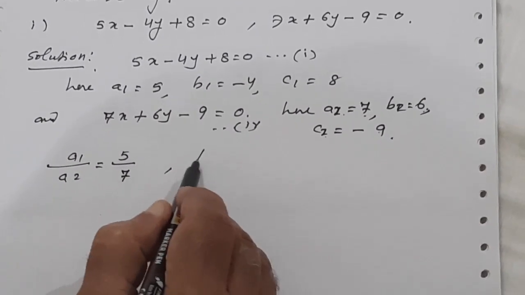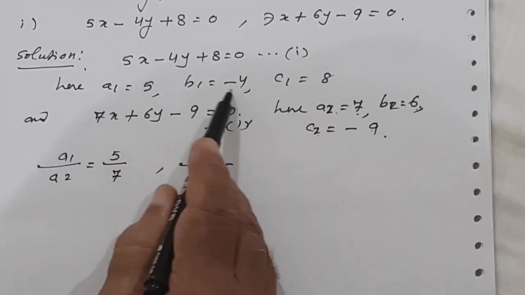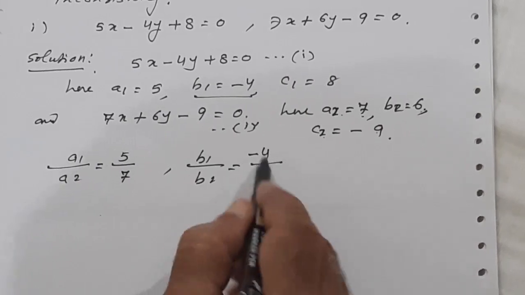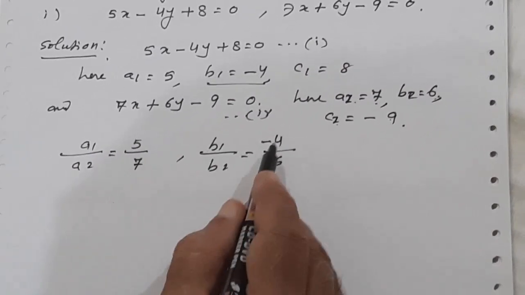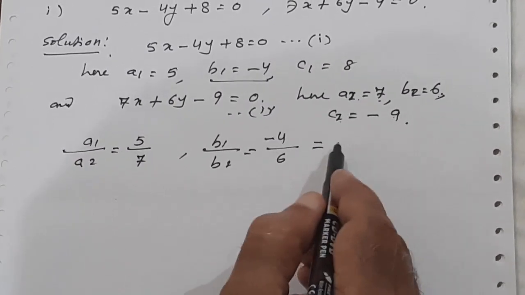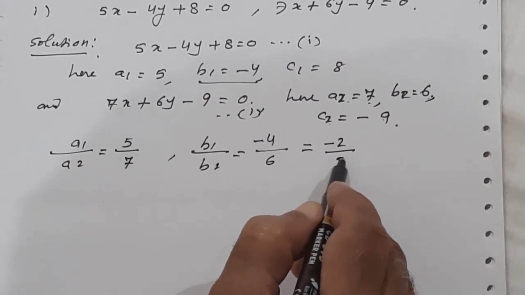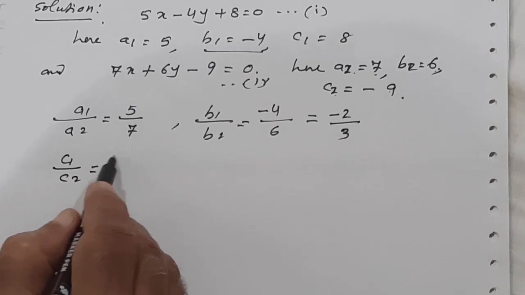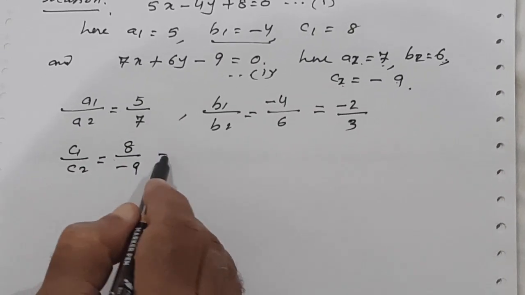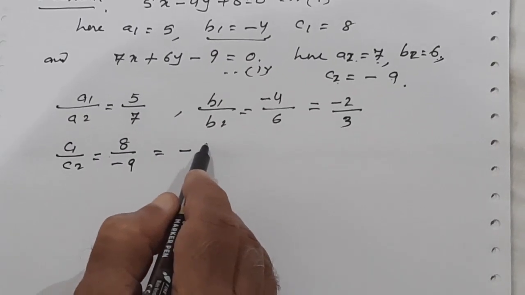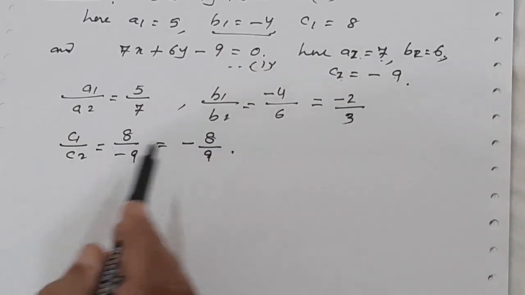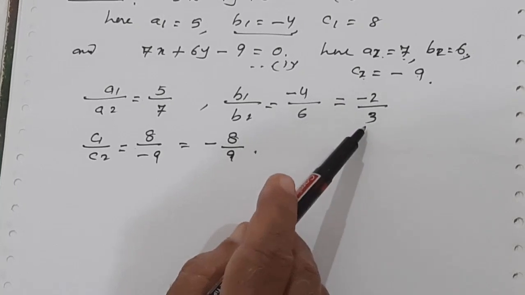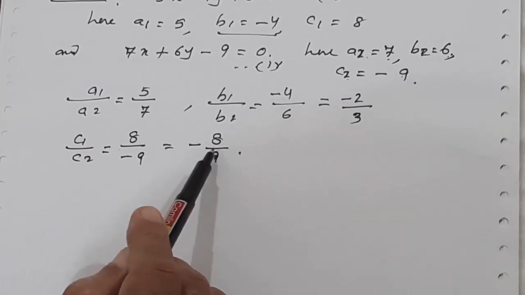So what is A2 value? 7. Now B1 upon B2, let us find B1. B1 value is minus 4. And B2 value is 6. If we can simplify, if we can reduce the fraction, see here, 2 table goes, so it will be minus 2 upon 3. And C1 upon C2 is equal to 8 upon minus 9. Table is not going, we can write minus in the middle, minus 8 upon 9. So here you find that A1 upon A2 is 5 upon 7, B1 upon B2 is minus 2 upon 3, and C1 upon C2 is minus 8 upon 9.